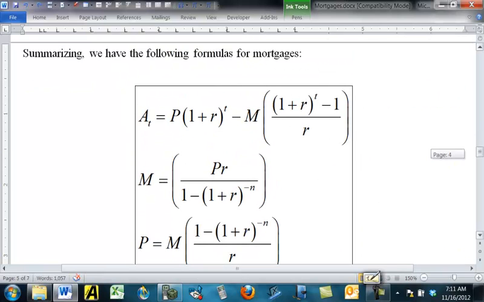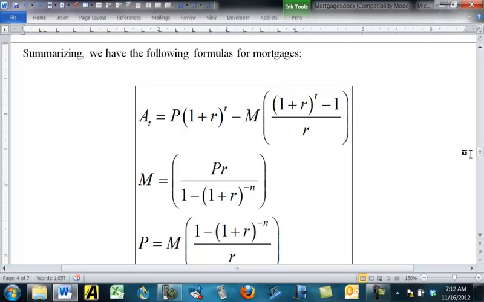Okay. The amount after T payments is P times (1 plus R) to the T, minus the payment value M times ((1 plus R) to the T minus 1) over R. T is the number of payments. R is your interest rate per payment period. So again, if it's monthly, T is in months, M is a monthly payment, R is your monthly interest rate, P is the principal, and A is the balance that you have after making that Tth payment.